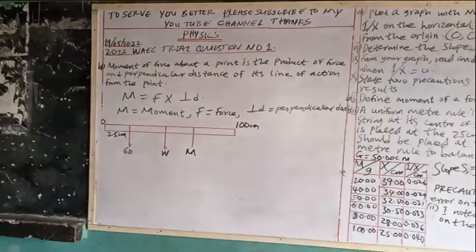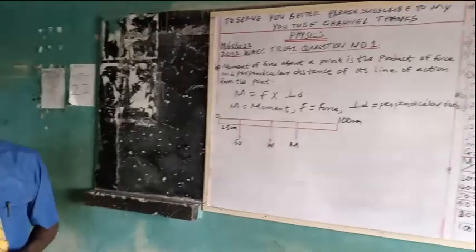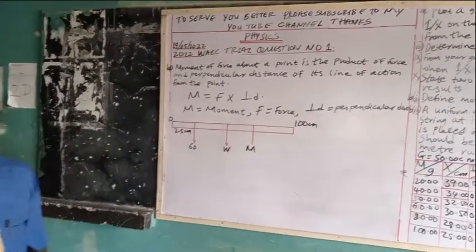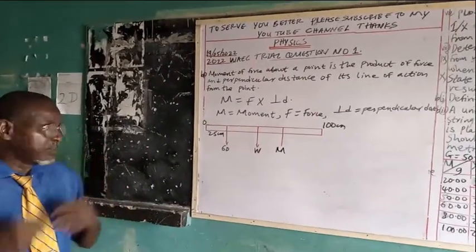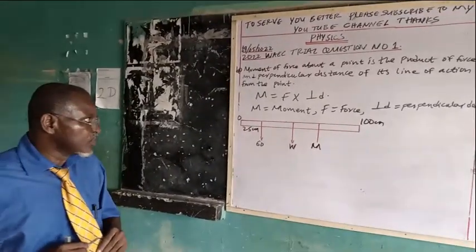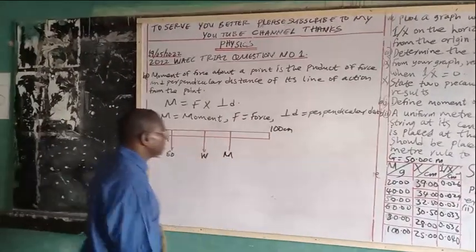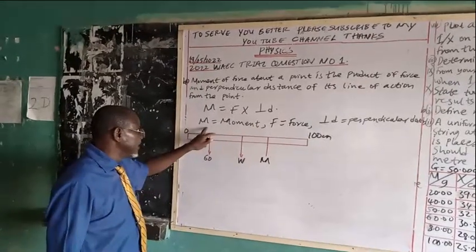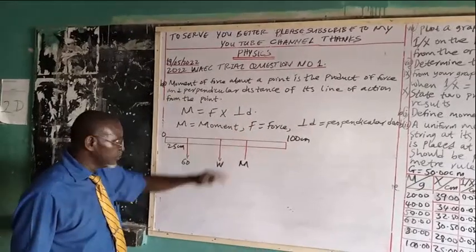B1, moment of force about a point is the product of force and perpendicular distance of its line of action from the point. Also, we can use the formula M is equal to F times perpendicular distance, where M is equal to moment, F is equal to force, perpendicular d is equal to perpendicular distance. If you write this formula without defining the values of M, F, and D, you will not be given the mark.